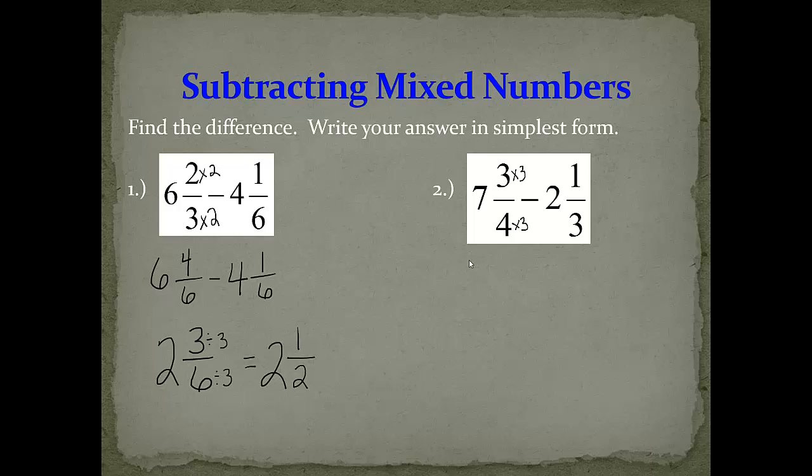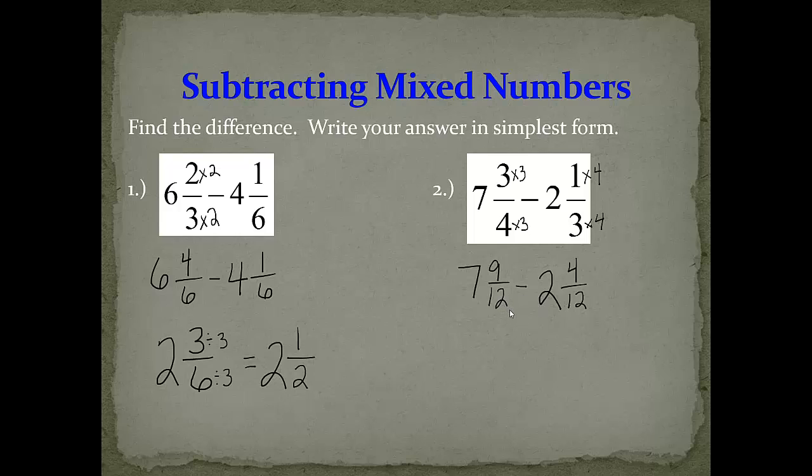Our whole number will stay the same. It will stay 7. 3 times 3 is 9, and 4 times 3 is 12. And now we're going to subtract our second mixed number. We have a denominator of 3, so we're going to need to multiply by 4 so we can get a denominator of 12. So we'll multiply the numerator by 4 as well. The whole number will stay the same. It stays 2. And 1 times 4 is 4, and 3 times 4 is 12. So now we have 7 9/12 minus 2 4/12.